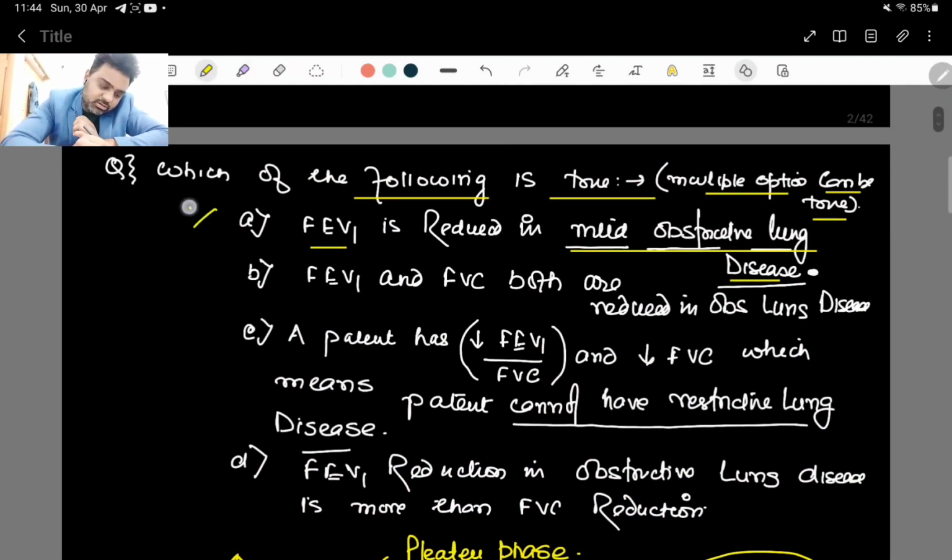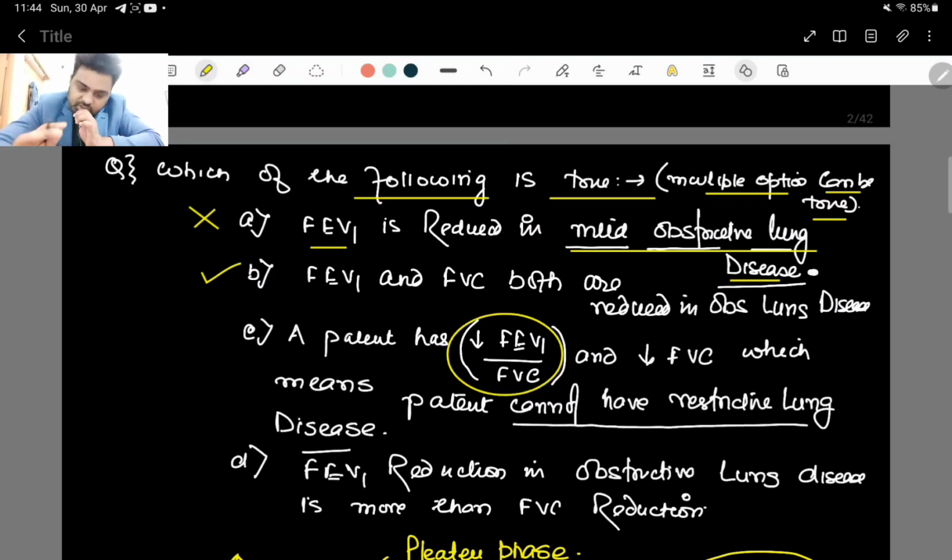Okay, so this is wrong. FEV1 and FVC both are reduced in obstructive lung disease. Yes, this is true. FEV1 and FVC both are reduced in obstructive lung disease, but FEV1 is more sensitive, it is reduced earlier and it is reduced more than the FVC. So this is right.